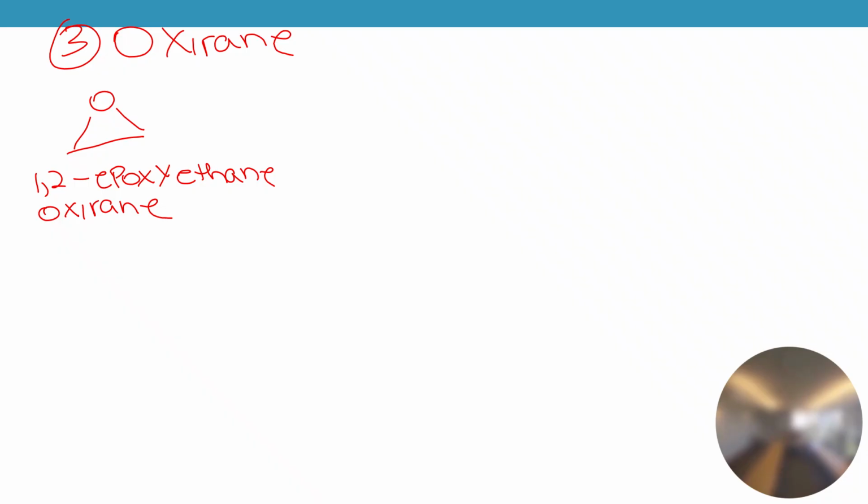I really like the oxirane naming. I think it's more intuitive than the other two and a little bit easier. So in the oxirane naming, we number the 3 atoms in the ring. The oxygen is going to be number 1, and then the carbons are going to be 2 and 3. So this carbon is going to be 2 because we come to 2 substituents, and then this is going to be 3.